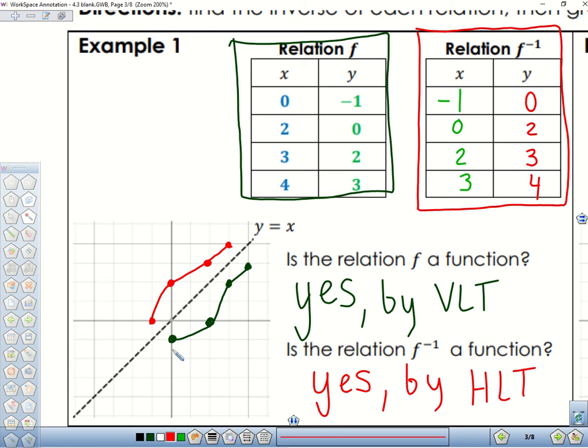It's a reflection. Very good. It's a reflection across the line y equals x. You guys see that, how it's a reflection? That's always the case for an inverse. It's always going to be a reflection across the line y equals x.